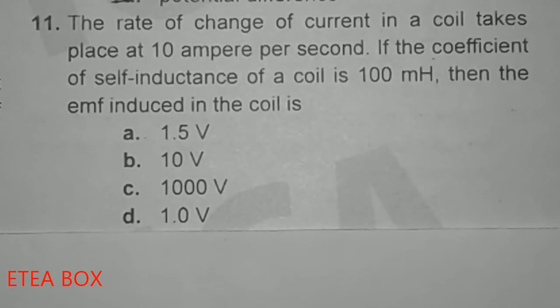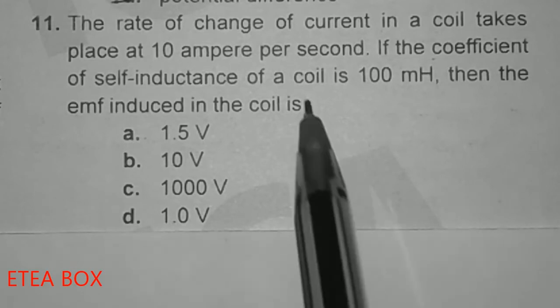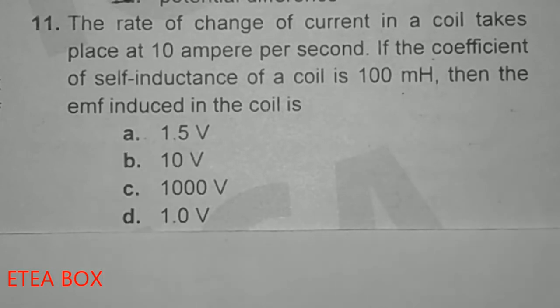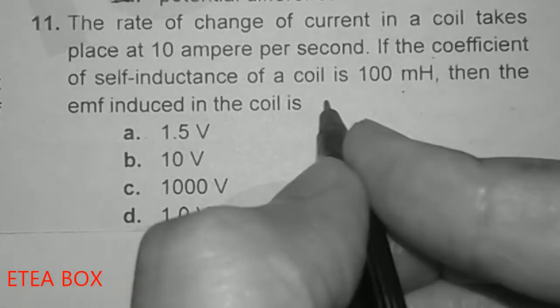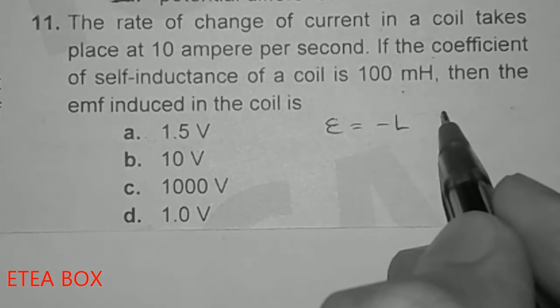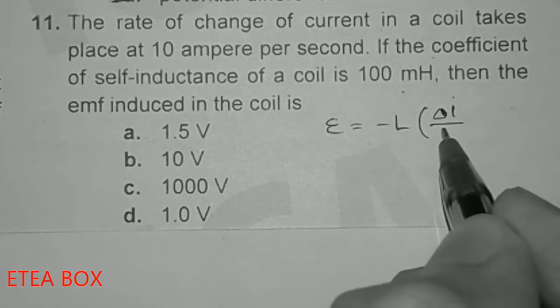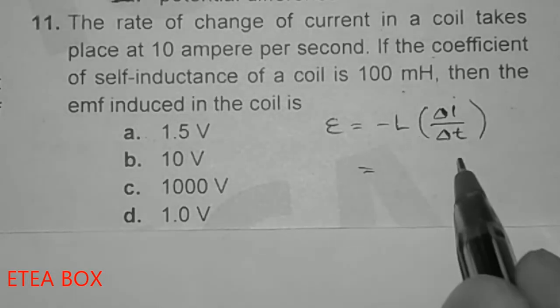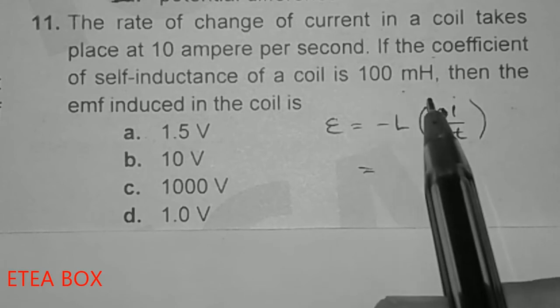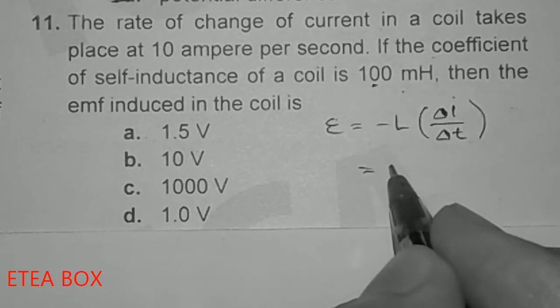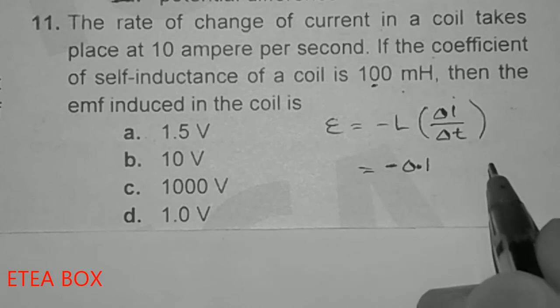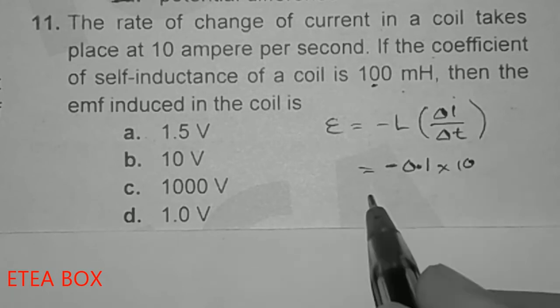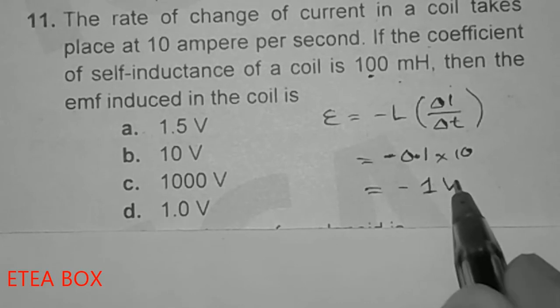The rate of change of current in a coil takes place at 10 ampere per second. If the coefficient of self-inductance of a coil is 100 millihenry, then the EMF induced in the coil, we know that EMF is equal to negative L multiplied by change in current divided by change in time. So the time rate of change of current is 10 ampere per second, so we will take this as 10, and self-inductance is 100 millihenry, so it is 0.1 Henry multiplied by 10, so minus 1 volt.